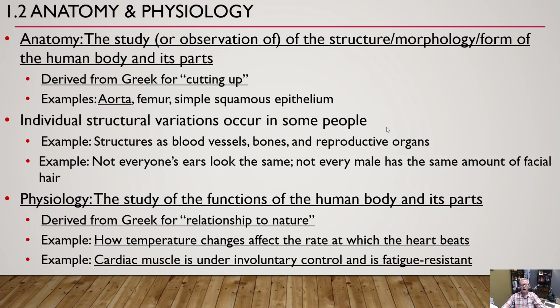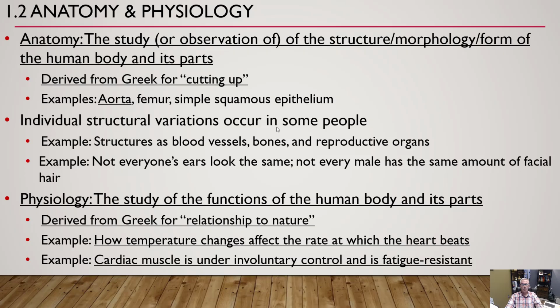So anatomy. We're covering anatomy and physiology. Anatomy is just basically looking at something. It's derived from a Greek word that just means to cut up. It's the observation of the human body and its parts. So if you're looking at the aorta, which is the big vessel that comes off of the heart, if you're looking at the femur, which is the big bone in the leg, or if you're looking at a slide under the microscope, you might be looking at simple squamous epithelium.